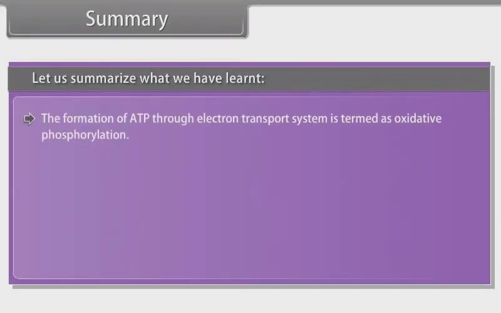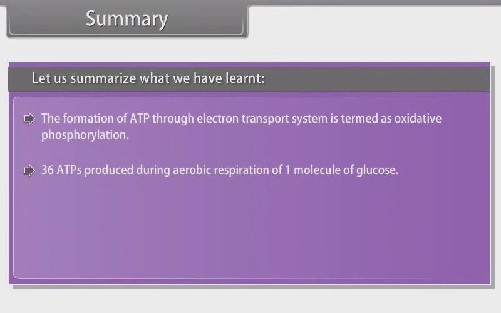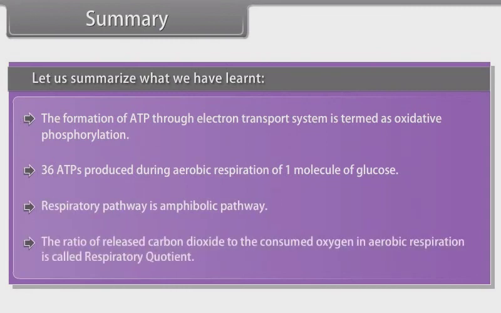The formation of ATP through electron transport system is termed as oxidative phosphorylation. 36 ATPs are produced during aerobic respiration of one molecule of glucose. Respiratory pathway is amphibolic pathway. The ratio of released carbon dioxide to the consumed oxygen in aerobic respiration is called respiratory quotient.